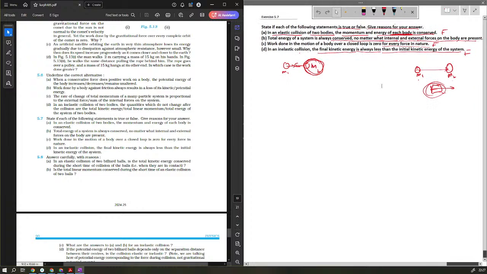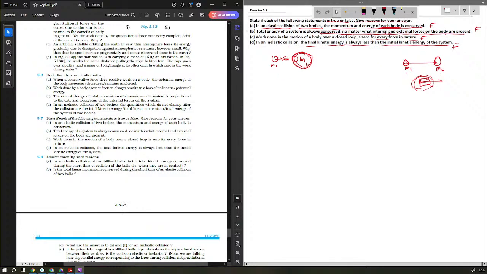Now in the second case, we have: total energy of the system is always conserved no matter what internal and external forces. So total energy of the body does depend upon the external force, so it is going to be false. Now, work done in the motion of a body over a closed loop is 0 for every force in nature. This is only true for conservative force, so this is going to be false.